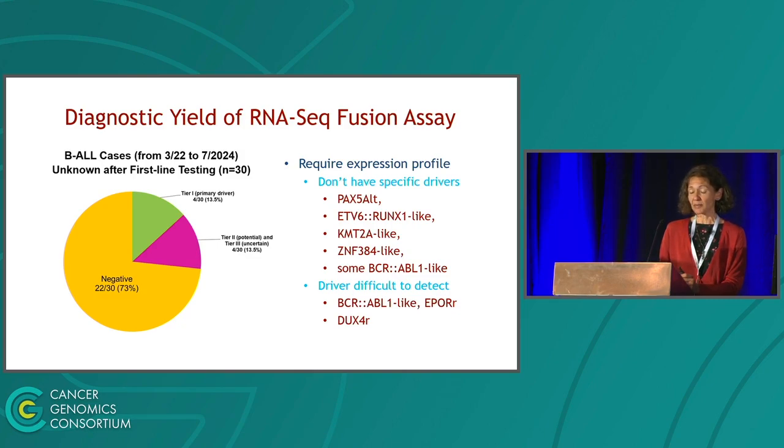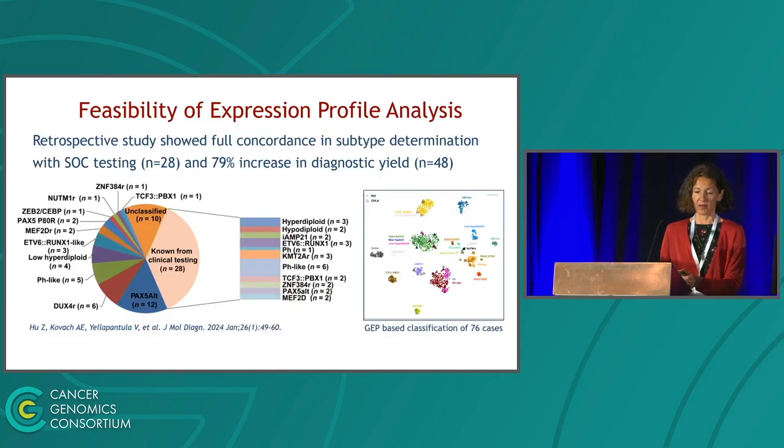And there are also subtypes that have specific drivers known, but those drivers are very difficult to detect with our typical assays. So those would include EPAR rearrangement with IGH or DUX4 rearrangement with IGH. For those, expression profile is still probably the best marker to identify them reliably. So we thought, since we are doing RNA sequencing, maybe we should look at expression profile and see if we can use that diagnostically as a classification approach.